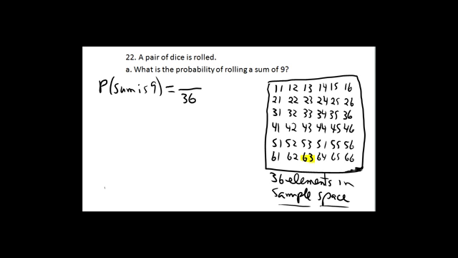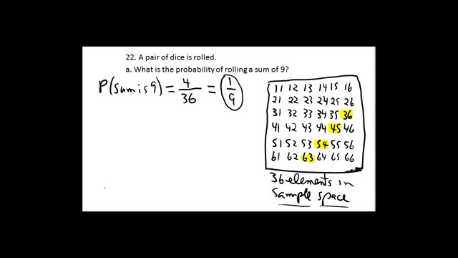I get a 6, 3, and that's a 9. So I get a 5, 4, that's 9. I get 4, 5, that's 9. I get a 3, 6, that's 9. So when all is said and done, there are exactly 4 of those 36 possibilities that give a sum of 9. Now, of course, you need to reduce that, but once reduced, you have your answer. The probability of rolling a sum of 9 by the basic probability principle is 1/9.